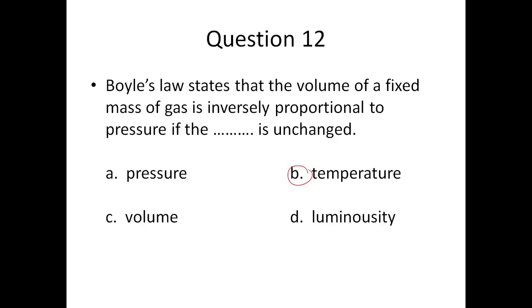Question 12. Boyle's law states that the volume of a fixed mass of gas is inversely proportional to pressure if the temperature is unchanged. Well, it can be pressure, it can be volume, because Boyle's law is P1 V1 equals P2 V2, right? So those are involved. So what you're keeping constant has to be temperature, because luminosity is the quantity measuring light intensity.